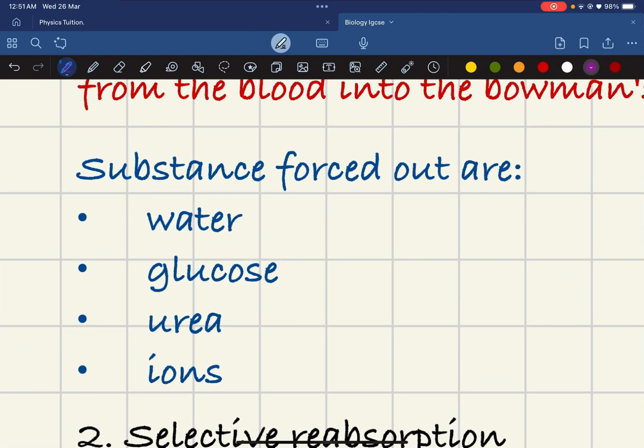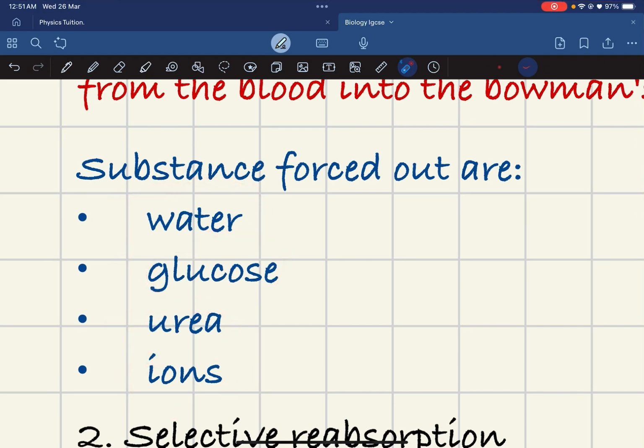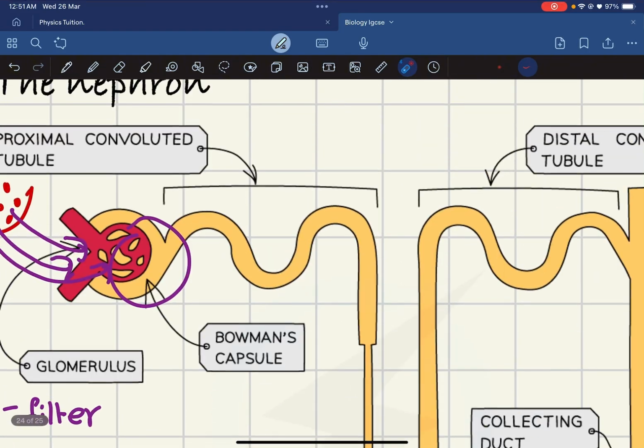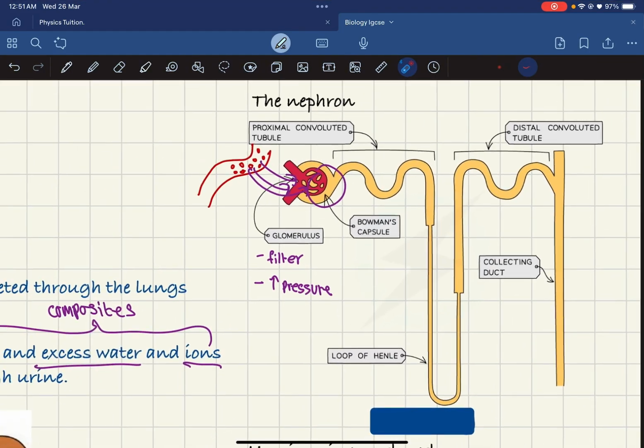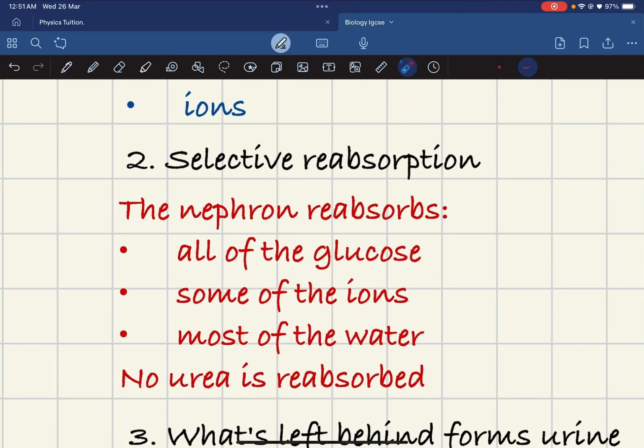Now the substances forced out, as I've given the example before, but over here it's written, the substances forced out are water, glucose, urea, and ions, okay? All of these will gather up in your Bowman's capsule. So this is the first process. The second process is selective reabsorption.